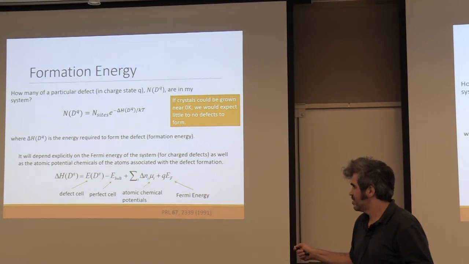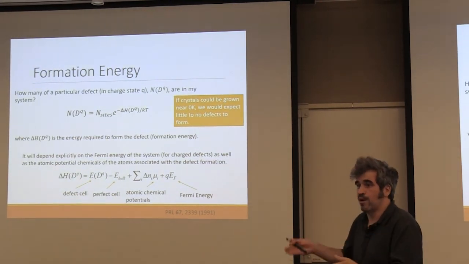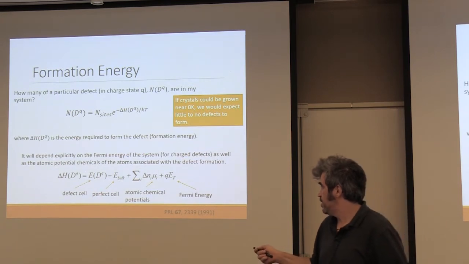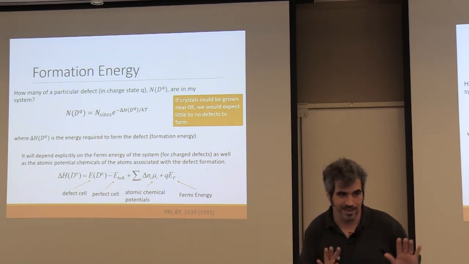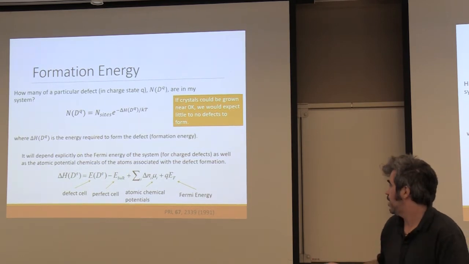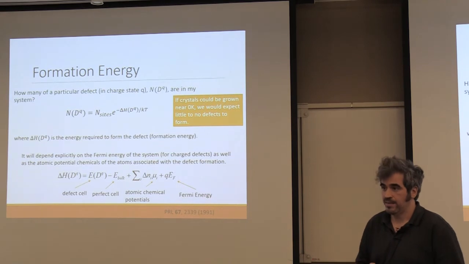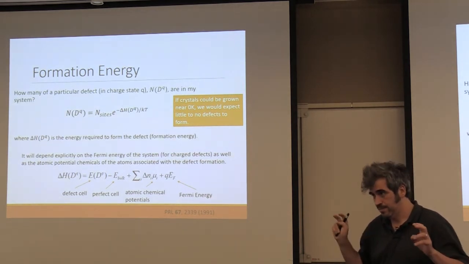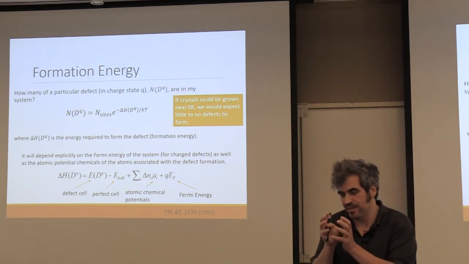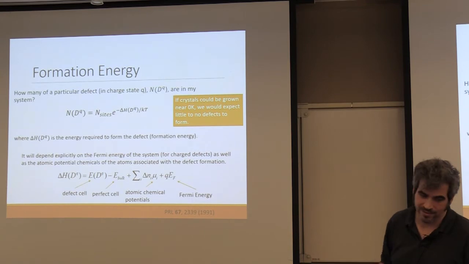So that's kind of a complicated-looking thing down here, but it's not too bad. All this does is step through the process of making a defect, and it keeps track of all the energy terms. This is the formation energy of some defect D, which could be anything, in the charge state Q. I've got a picture stepping through this process. I'll label the terms, because I don't know if they're labeled on the next page. This is the total energy of the cell with the defect in it. This is the total energy of the perfect cell. And then this is the change in the number of atoms associated with the defect times the chemical potential of each one of those atomic species. And then this is the Fermi energy. I'll show you where this comes from on the next page.